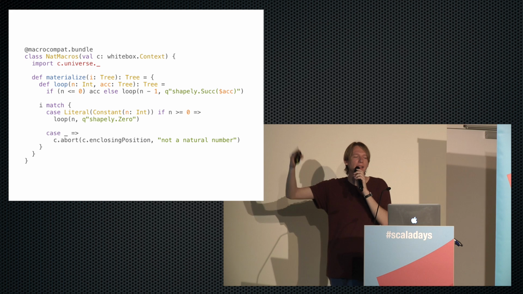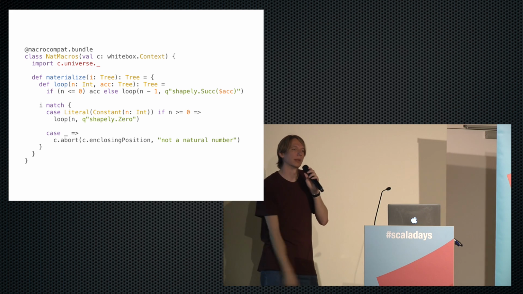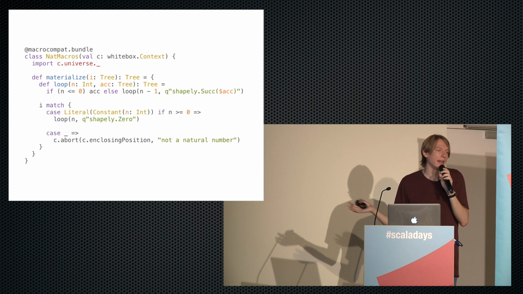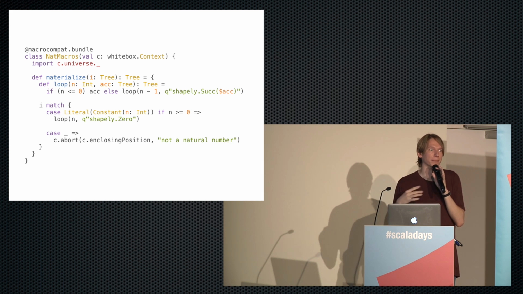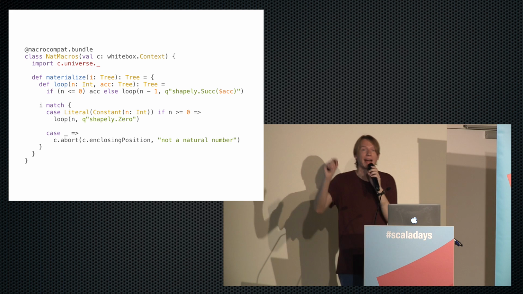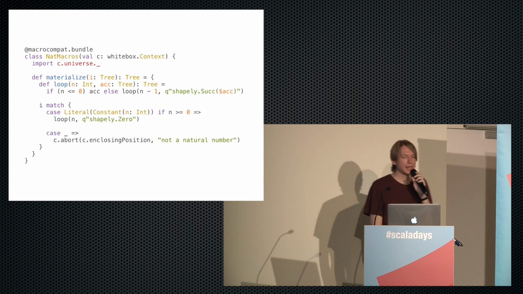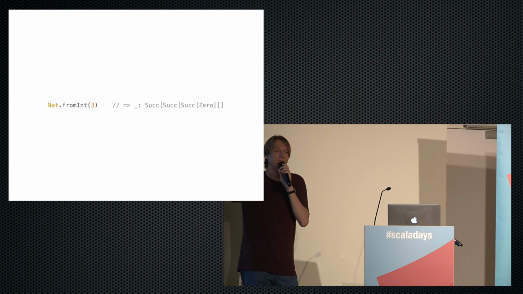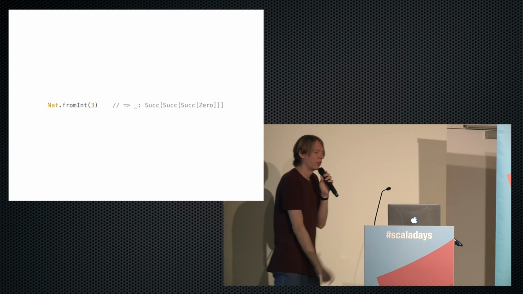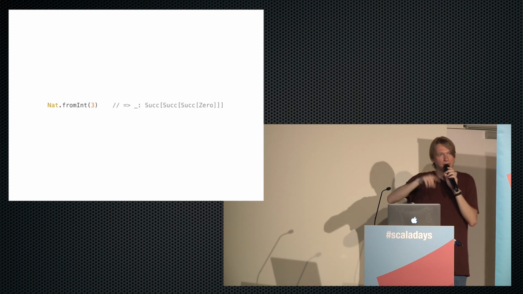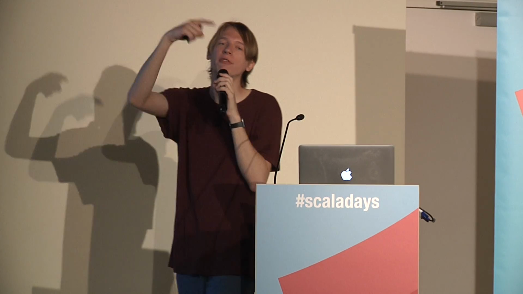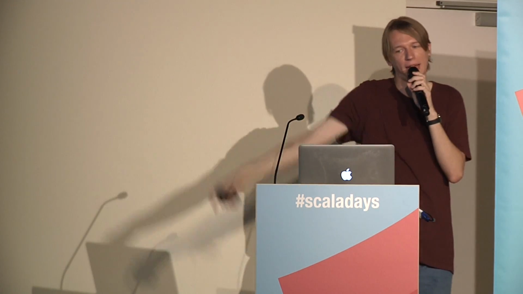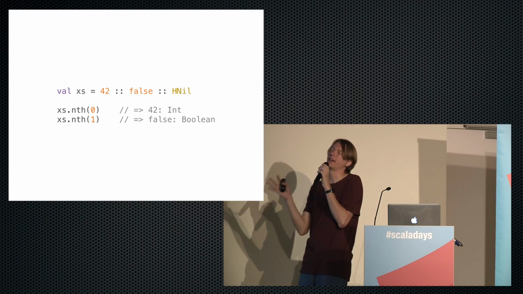If we're not a literal constant integer whose value is greater than or equal to 0, we're just going to produce a compile error, which is what you want, right? If you're trying to create a natural number from -4, you want that to explode at compile time. And with this functionality, we can call the function and it works, which is cool. You call from int of 3, and you get suck of 0. So we can now convert in both directions, from integer literals to natural numbers, and from natural numbers back to integer literals. But that's still not quite enough machinery.